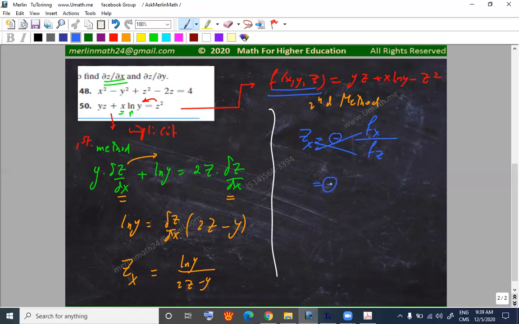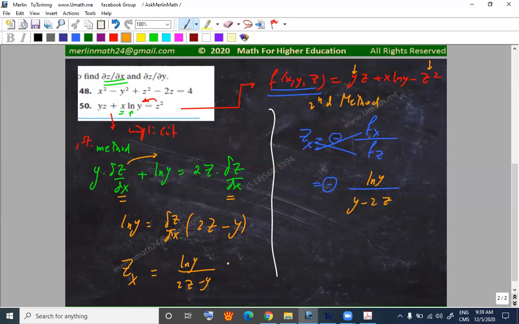So minus, I would keep. Deriving this with respect to x, you consider the rest to be constant. So I have this to be 0, that to be 0. I get ln y. You agree? So it's ln y right away. Deriving this with respect to z, I have a y, and I have minus 2z. I'm done. You see, it's the same. So it is y minus 2z.